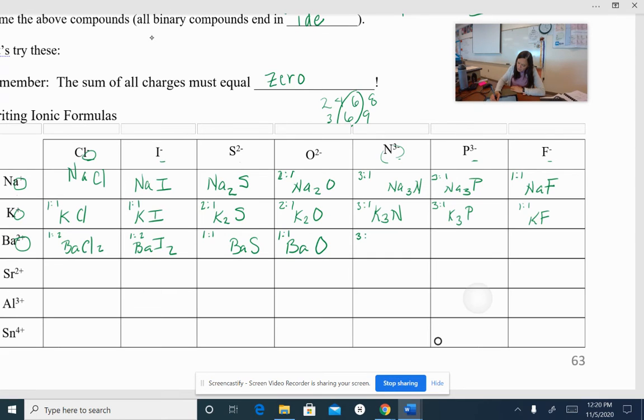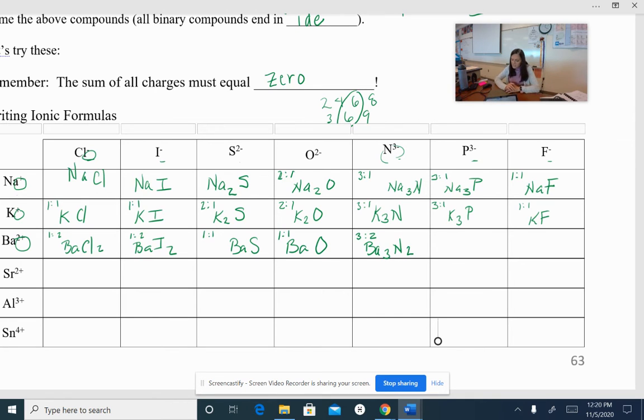Negative 3 times 2 is negative 6. So I need 2 negative 3s. So I'm going to need 3 bariums, and I'm going to need 2 nitrogens or 2 nitrides. So we're going to call that barium nitride.